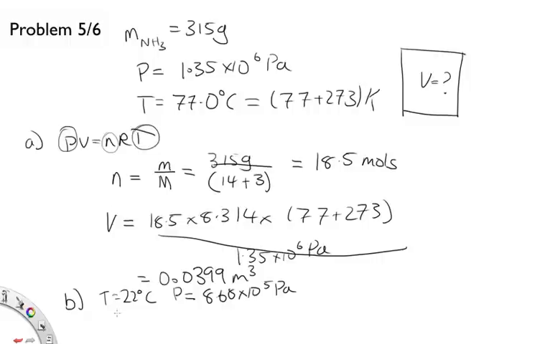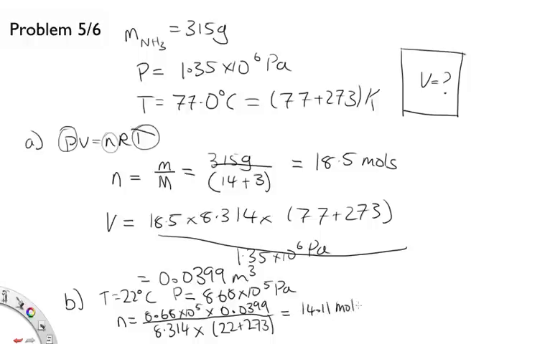Okay, so the final number of moles is equal to, just rearranging this equation, the pressure, 8.68 times 10 to the 5, times the volume, which is calculated here, 0.0399, divided by R, which is 8.314, times the temperature, which is now 22 degrees C, so that's 22 plus 273. Solving that on the calculator, we get 14.11 moles.